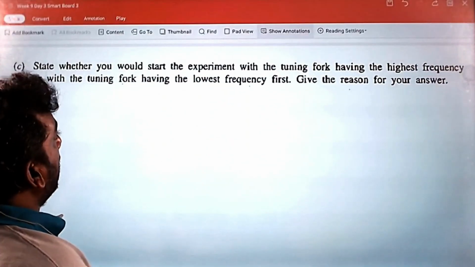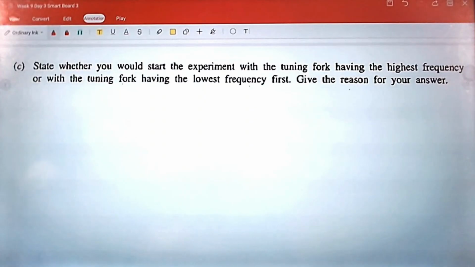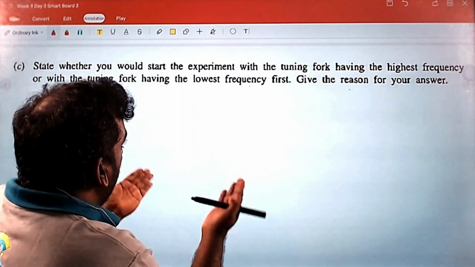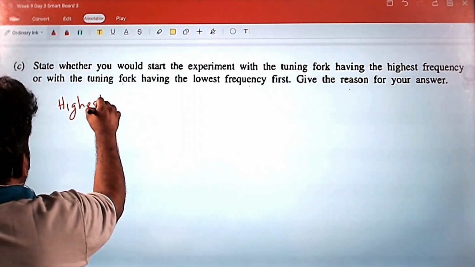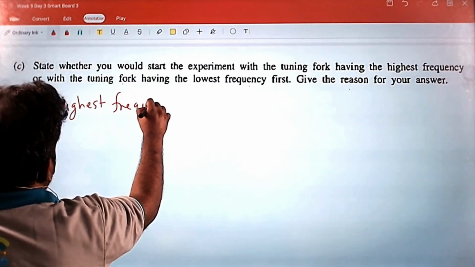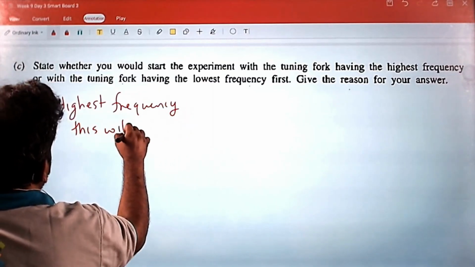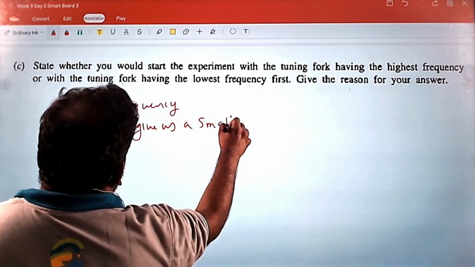State whether you would start the experiment with the tuning fork having the highest frequency or the lowest frequency. To have a small vibrating wave, obviously the highest frequency. Highest frequency. This will give us a small vibrating wave.